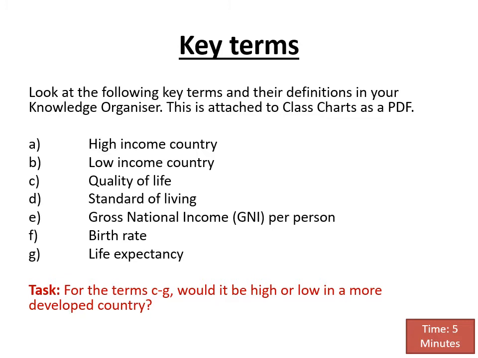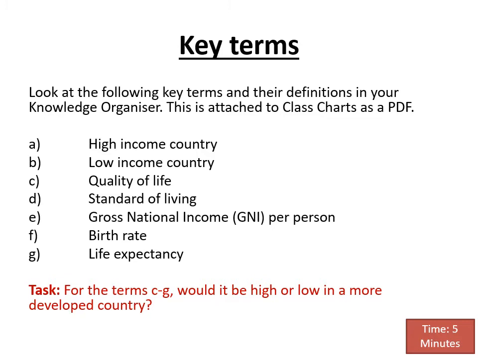You've come across pretty much all of these words before in previous topics and previous years in geography, but let's just make sure that we understand them, because these are the basics. These are the ones that we need to know. So my task for you is to get the knowledge organizer that's attached to this lesson, find the definitions for all of those. And for terms C to G, because they're really the core measures, would it be high or low in a more developed country? Would you expect the quality of life to be high, or would you expect it to be low? Over to you. Jot those answers down. I'll go through them in a minute. Pause the video now.